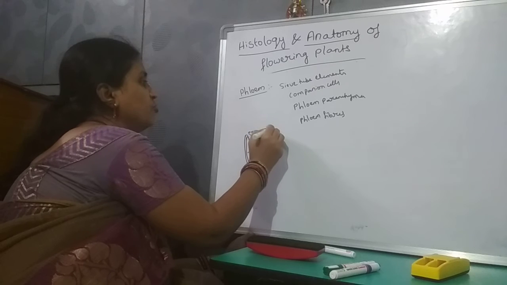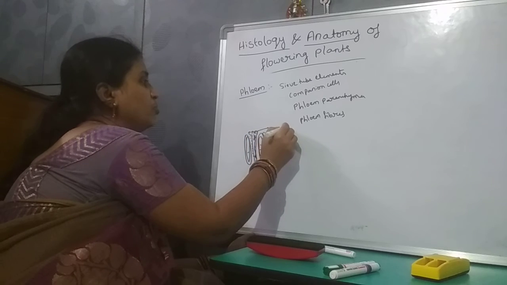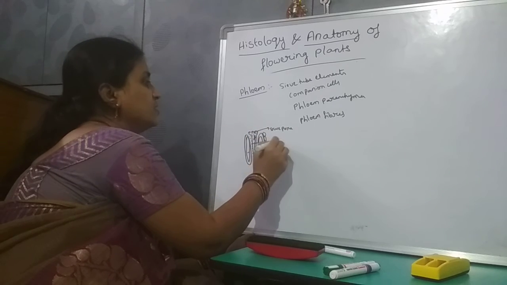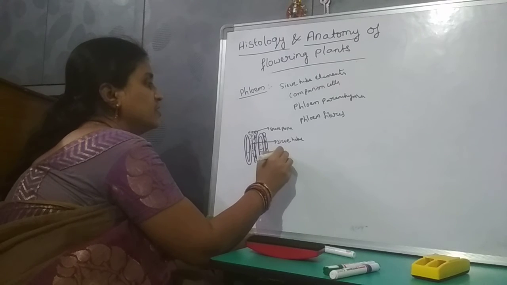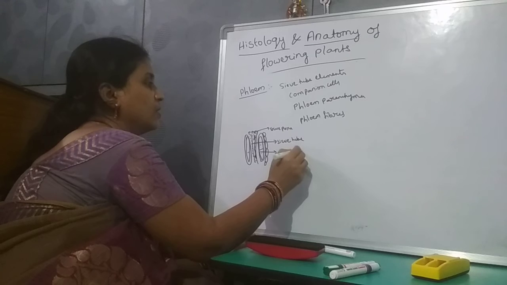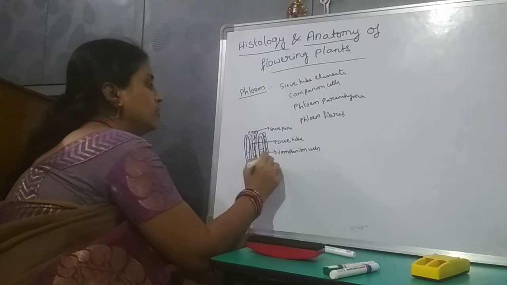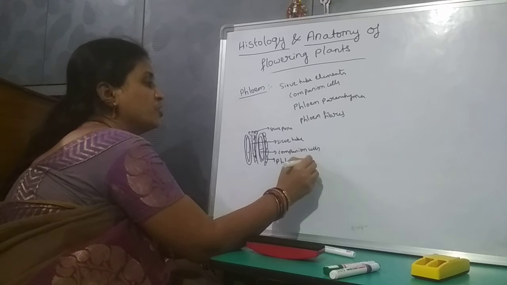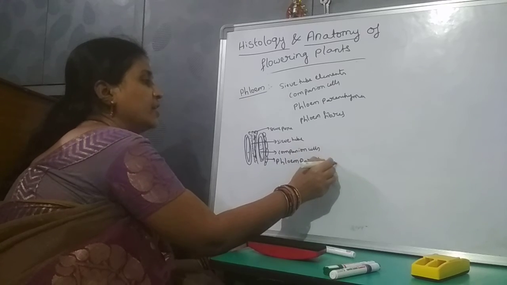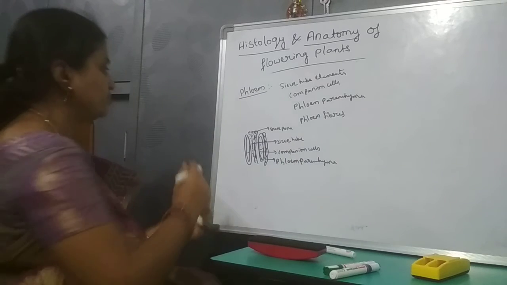This is the sieve pore. These are the sieve tube elements. These are the companion cells. These are the phloem parenchyma. So they all together form the conducting tissue, the vascular tissue, phloem.